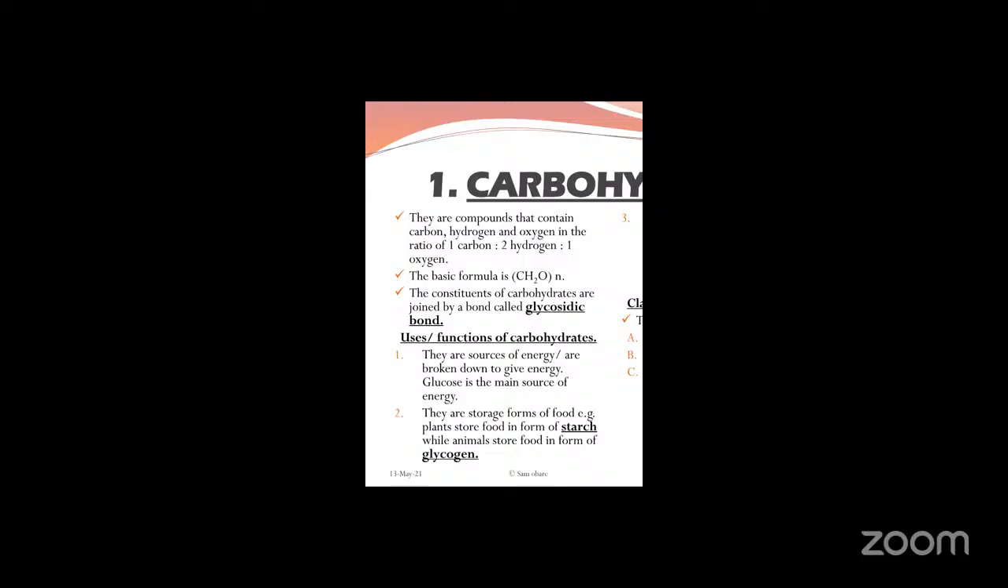If instead it was stored as glucose, glucose being soluble, it would dissolve in cells, increasing the concentration of the cells, and this would affect the way water is absorbed by the plants. So therefore, plants store carbohydrates in the form of starch. In animals, carbohydrates are stored as glycogen. So therefore, we are saying that carbohydrates are storage forms of food. For example, in plants, they are stored as starch, and in animals, they are stored as glycogen.